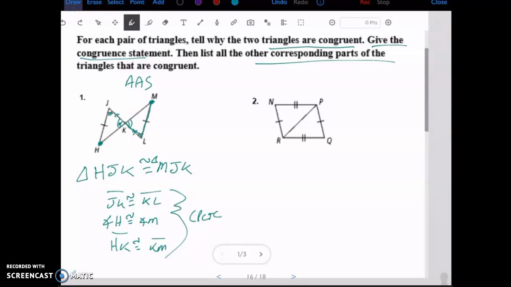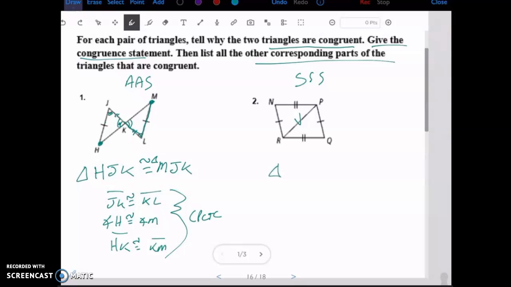Cool. Moving on to number 2. This is congruent to itself by the reflexive property. So I can say that the two triangles are congruent by side, side, side. And now, this one's a little trickier. I'm going to start with the top triangle.